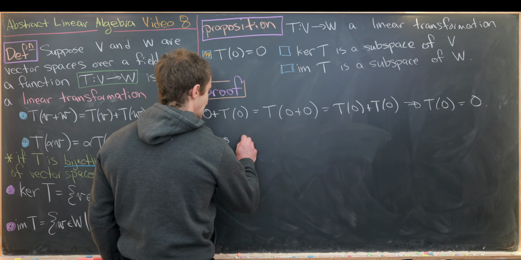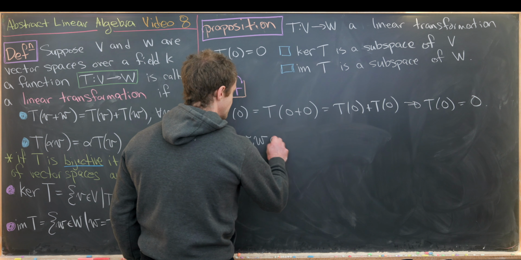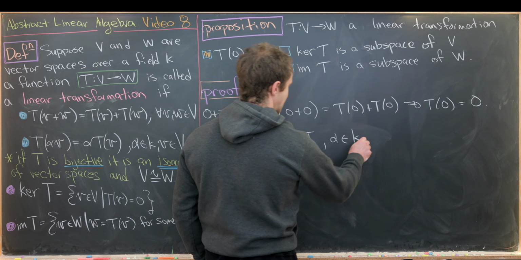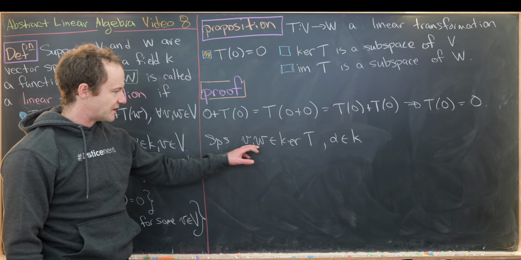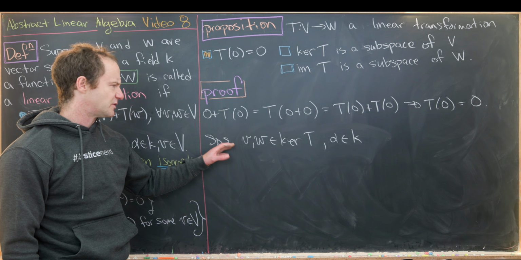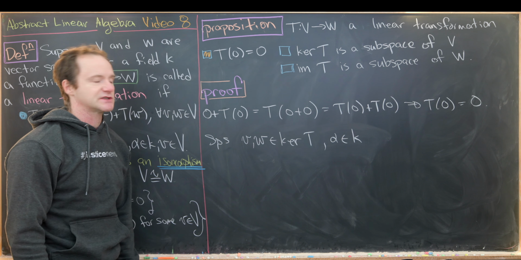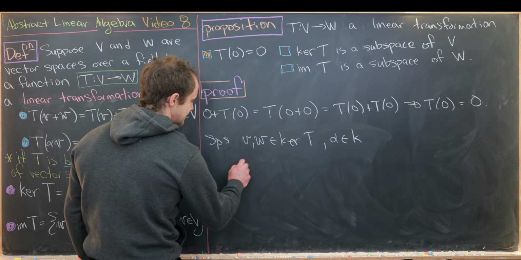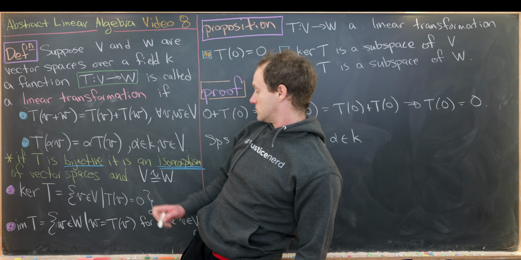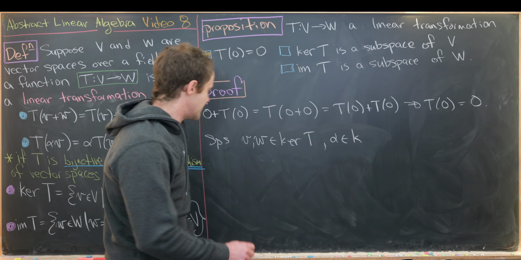So let's suppose that we have little v and little w from the kernel of T, and we have alpha from K. So we'd like to show that the sum of these two vectors is also in the kernel, and then the scalar multiple of one of these vectors with alpha is also in the kernel. So let's see. In order to be in the kernel, you must be evaluated to 0, just by the definition of the kernel right here.